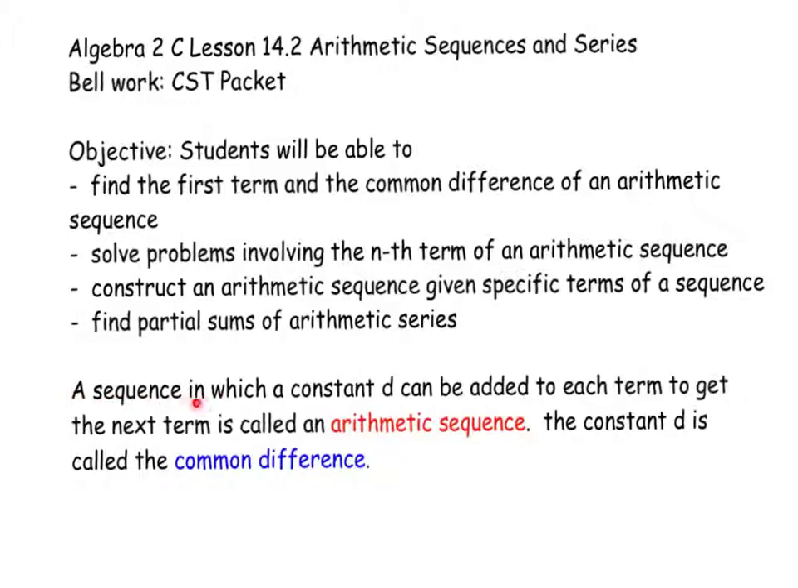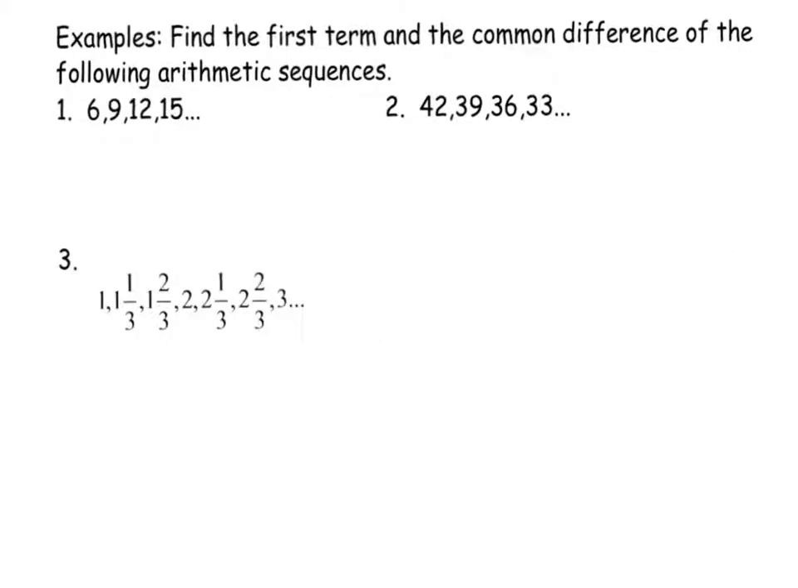A sequence in which a constant d can be added to each term to get the next term is called an arithmetic sequence. The constant d is called the common difference. In the first few examples, we'll have to find the first term and the common difference of the following sequences.